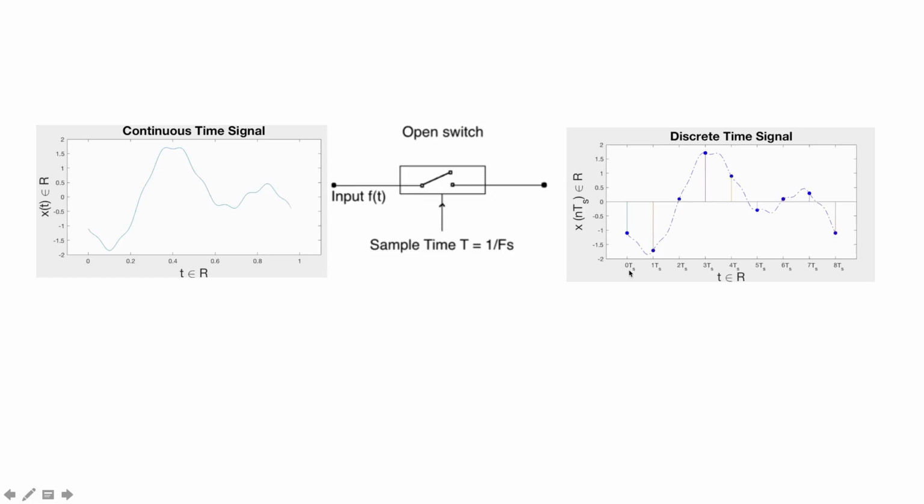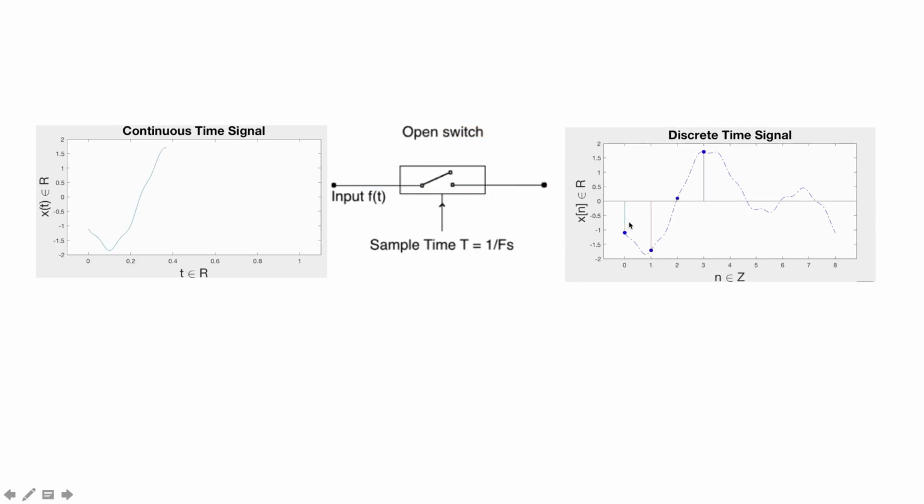Let us assume that this Ts or T is 1/8 of a second, which will mean that our sampler is capturing the values of the continuous time signal 8 times every second. We now introduce some terminology. This value T or Ts is also called the sampling time. The inverse of T is called the sampling frequency and is denoted by fs.